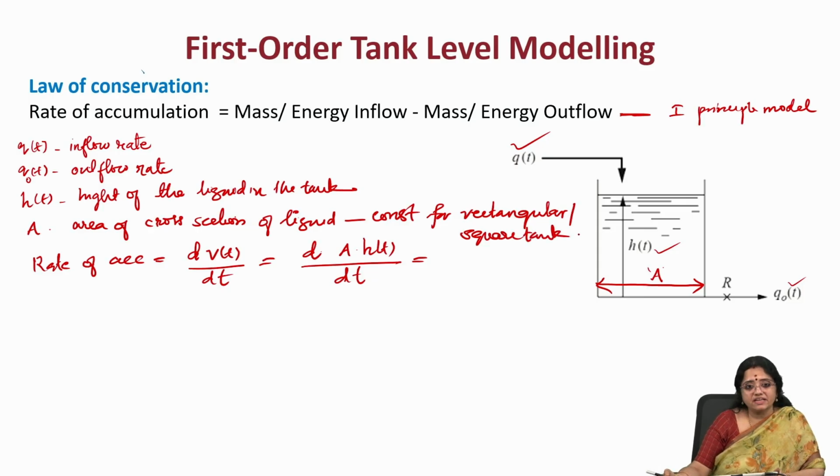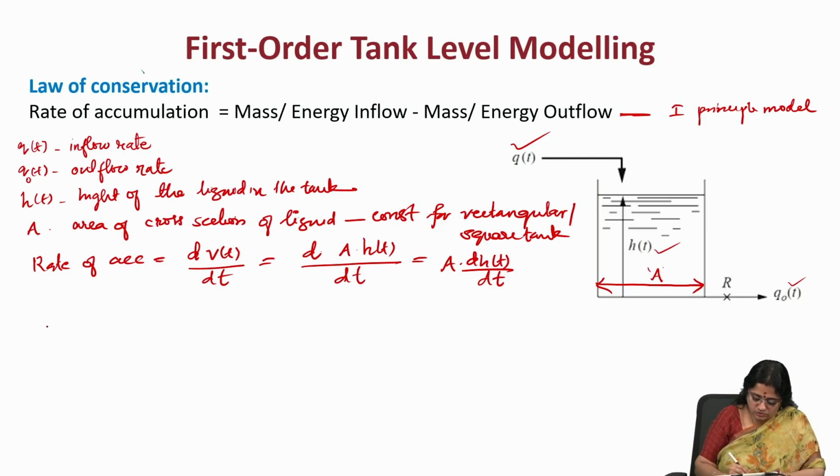So at any given height, the area of cross section of the liquid will be the same. So that is why we have considered A as constant. So this becomes A dH of t by dt. So there is only one variable which is changing with respect to time, that is H of t in the tank.